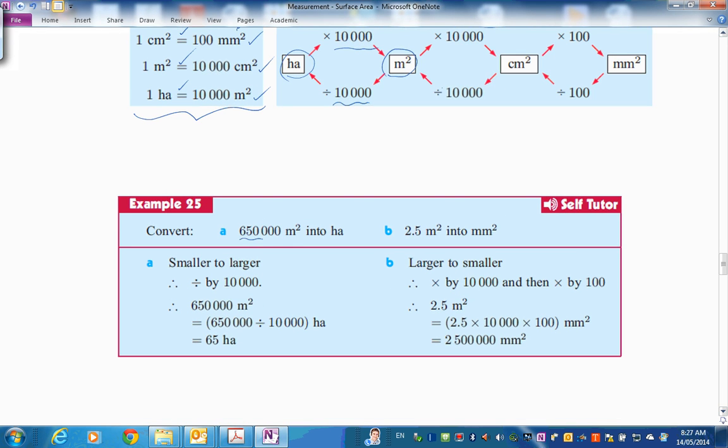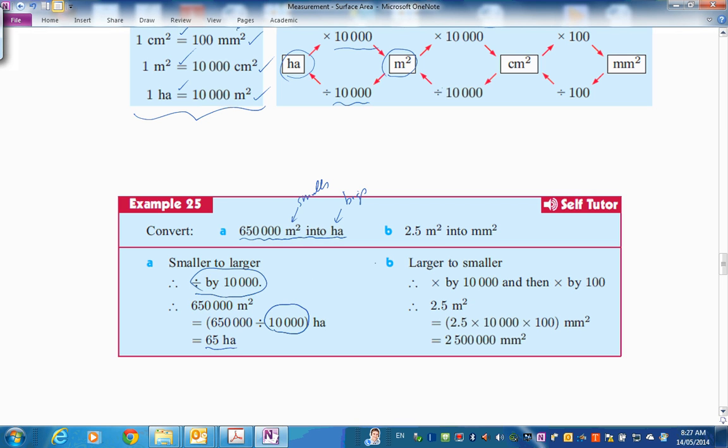Convert 650,000 square metres into hectares. Now, relative to hectares, these are smalls going to bigs. We're going to divide. So you're going to divide by how many square metres in a hectare. You've got to know that one off: 10,000 square metres in 1 hectare.